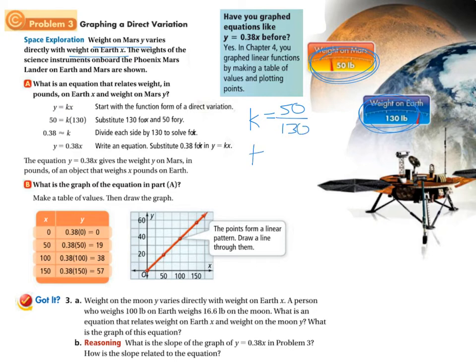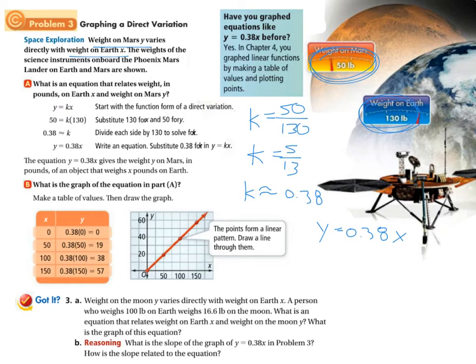And you can either get the exact fraction, 5/13, or you can get an approximation, which is what they did, of 0.38. So then you say, okay, then my equation is y equals 0.38x. And if you wanted to graph this, you'd need to get a couple of points. We know that 0, 0 is already one of the points. That's always one of the points.